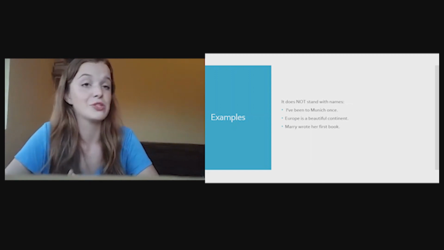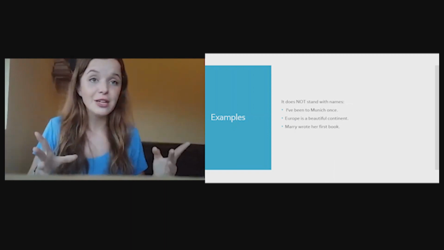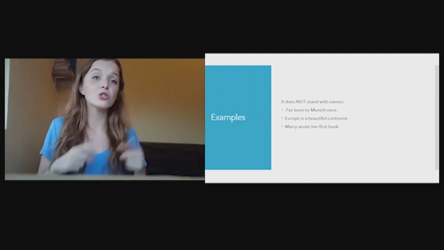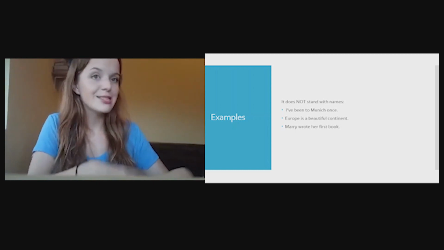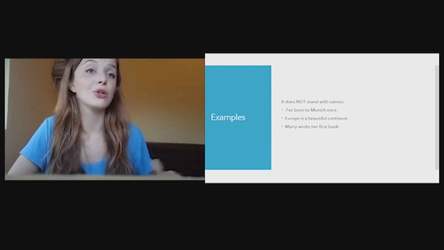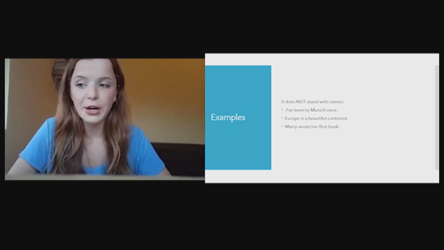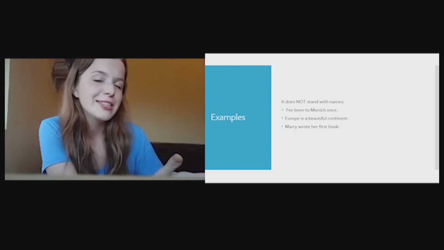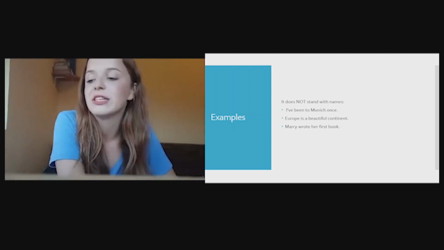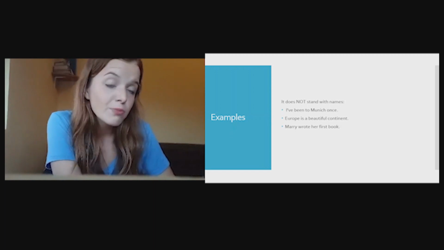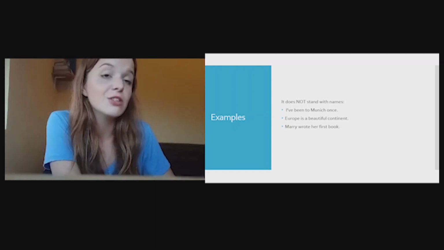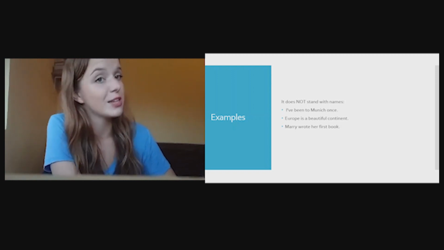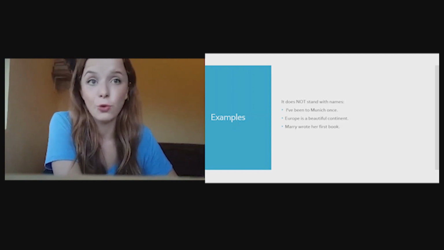So I have mentioned we use it with countries or with geographical terms, but not all of those. Like, I've been to Munich once. You don't say I've been to the Munich. Yes, it is a city, it's a geographical term, but not the one we are looking for the definite article. Europe is a beautiful continent. Another geographical term, a continent, but we don't use definite article with it. Mary wrote her first book. It's a given name. And let's remember that we do not use definite article with given names except for these few exceptions we have mentioned before.